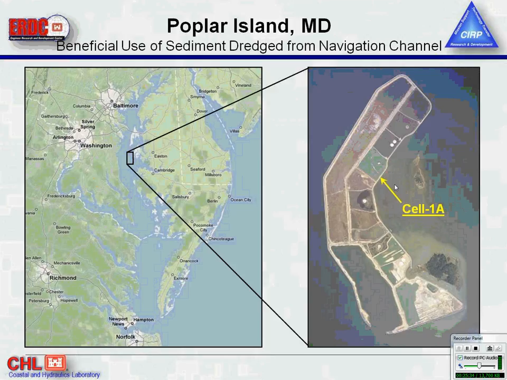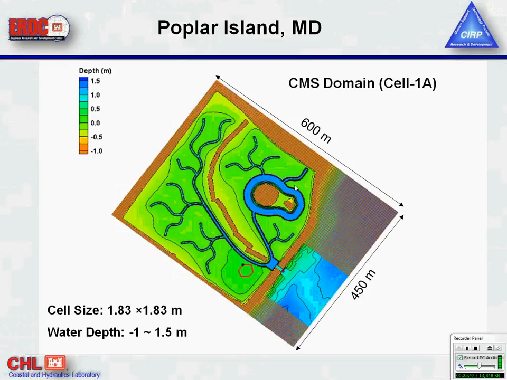We have applied a CMS PTM to this small cell and calculated the residence time with particle tracking model. And this is the model setup. And you see the grid and the bathymetry data in the background. And also, you see the cell size and water depth. Cell size is very small, it's fine resolution, and because the area is very small, it's only a few hundred meters in length and width.